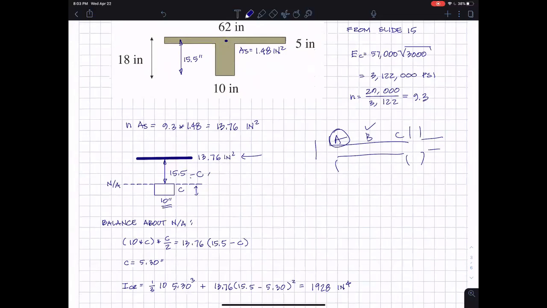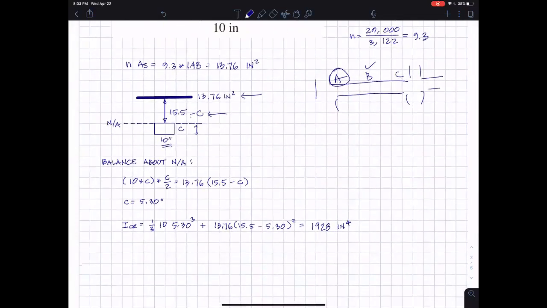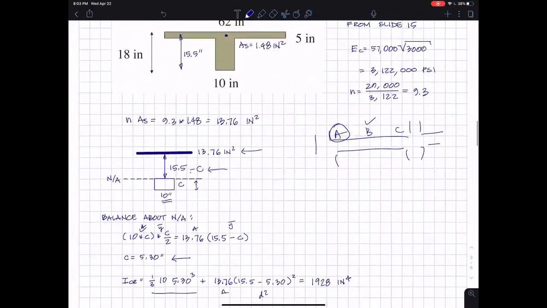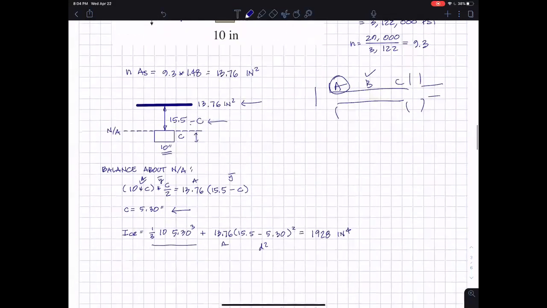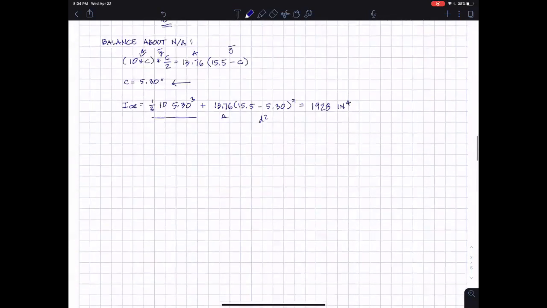And again, here you have the distance from the neutral axis to the steel is 15.5 minus c. You take moments about the neutral axis. There's the area, there's y bar, area, y bar, solve for c. And you do the same thing for the moment of inertia: 1/3 base times height cubed, plus A d squared. And now we get 1928. So we had 2,900 in the middle and about 1,900 on the left end. And you repeat the process.